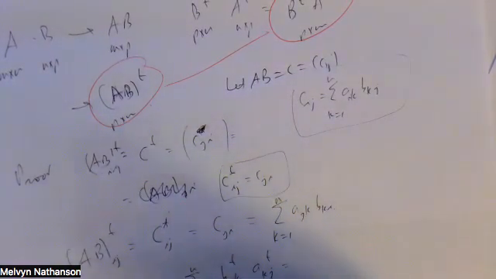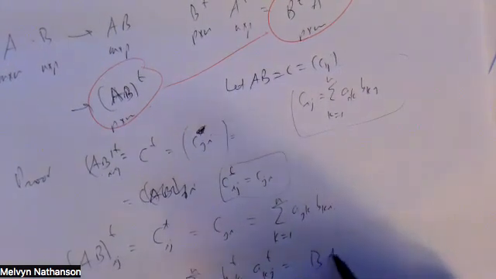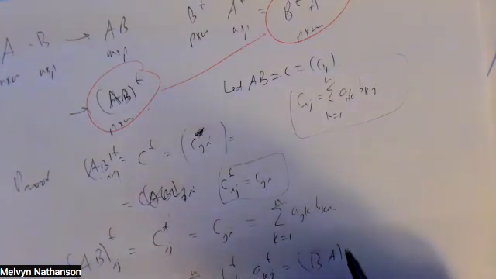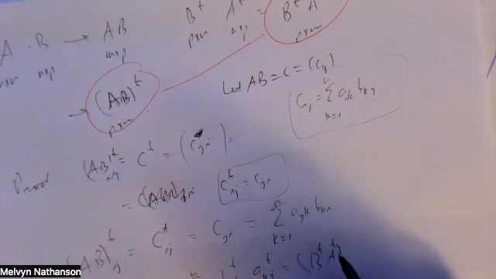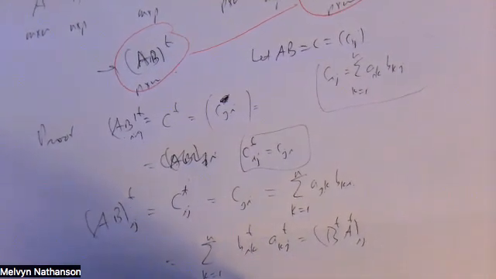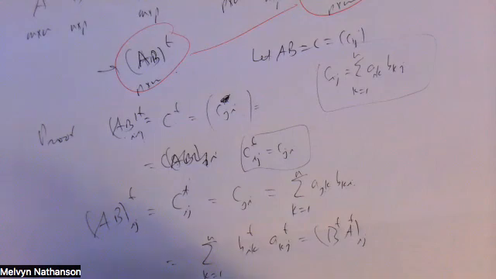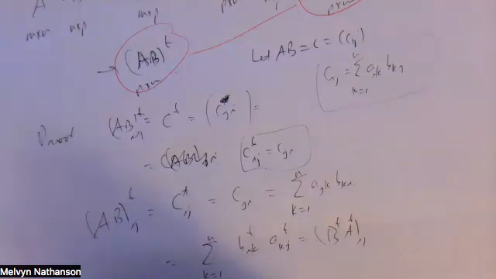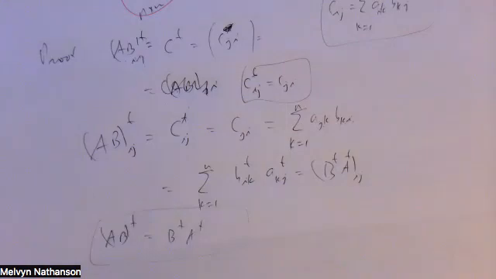So this is simply exactly the ijth component of B transpose times A transpose. So this says that the transpose of AB is the product of B transpose and A transpose. And that was what I wanted to prove in this case.